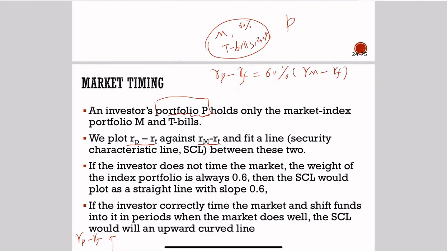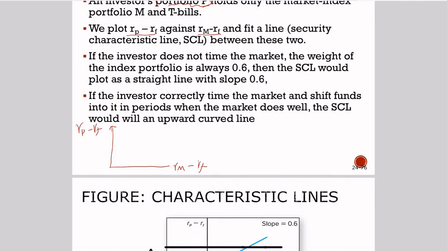So what you can see here, it's easy math. If you plot this RP minus RF on the vertical axis and RM minus RF on the horizontal axis, you will get a straight line, and this line will have a slope of 0.6, right? So you will get a line like this with the slope of 0.6. This is the line you can have if the manager does not time the market. It will be a straight line.